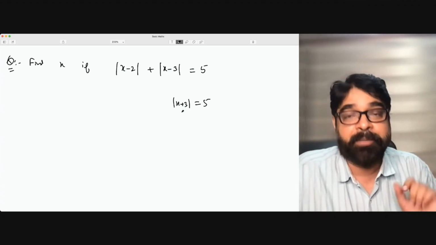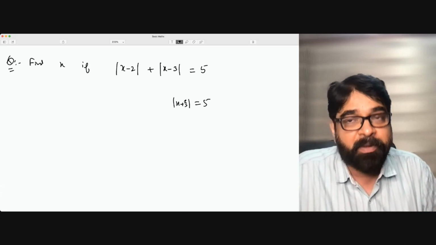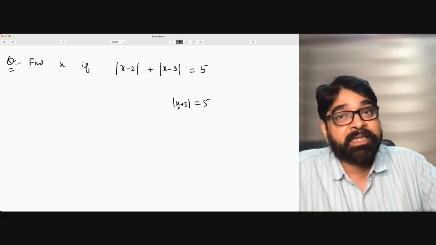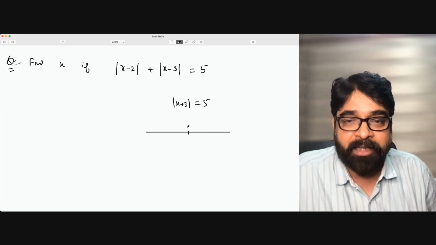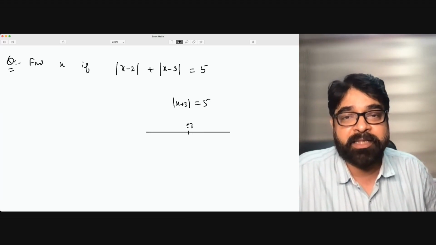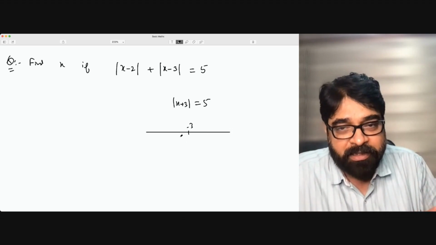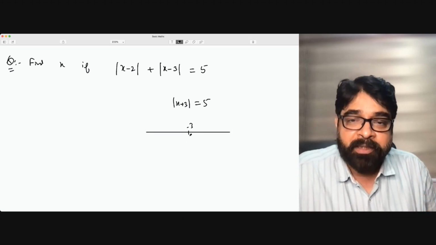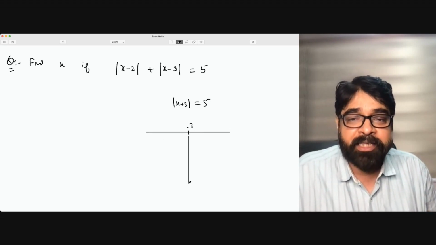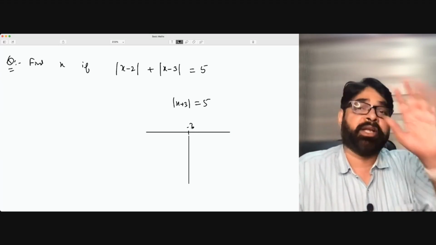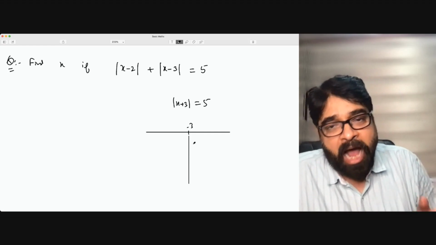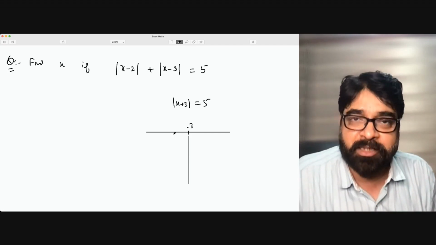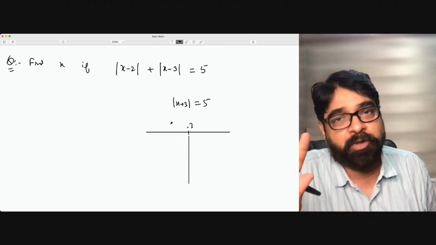Sir, what is the meaning? Let me explain. X plus 3 will be positive when x is greater than minus 3. When x is greater than minus 3, this will be positive. When x is less than minus 3, it will be negative. That is why I am saying this will change its behavior at minus 3. Before minus 3, it will be something else. After minus 3, this will be something else. I'm sure everybody is able to understand.